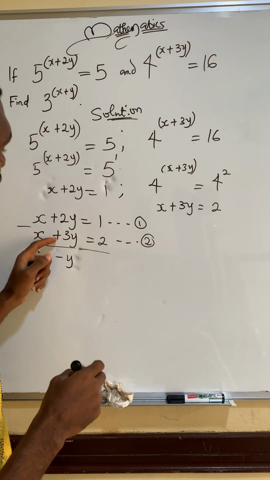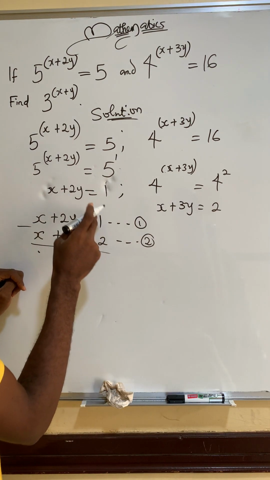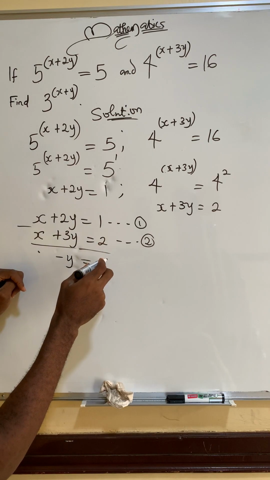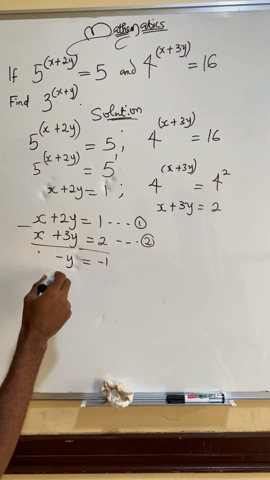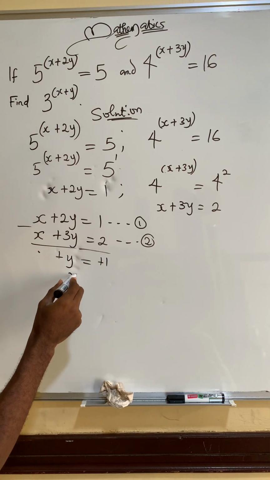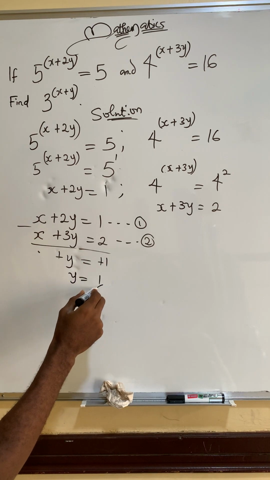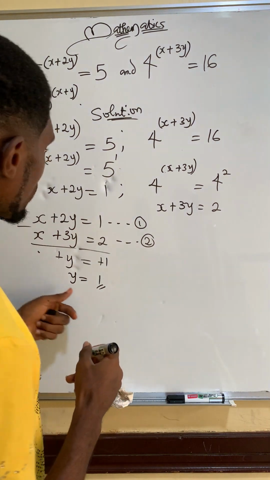Because we are still owing. Minus y is equal to 1 minus 2, which is what? We have it as minus 1, right? So when we cancel the minus on both sides, we have y is equal to 1. So our y is equal to 1. Now we have solved for y.